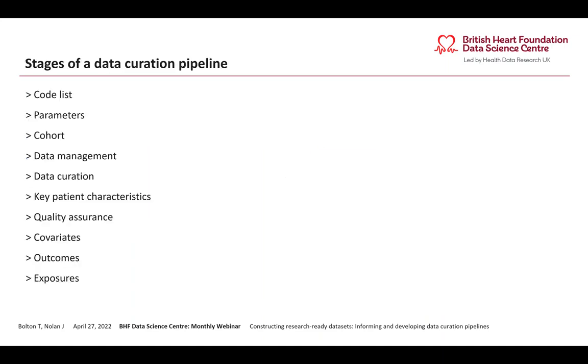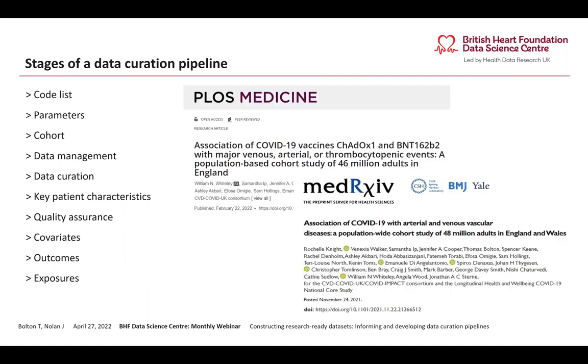So we have the following stages in our data curation pipeline, and I'll keep this on the slides throughout. A similar structure was used to prepare the research-ready analysis data sets for CCU 002 and the studies investigating the risk of thrombotic events following both COVID-19 vaccination and infection.